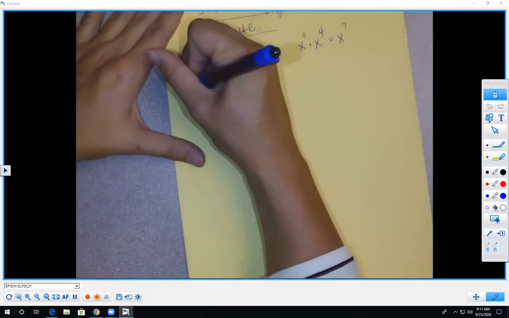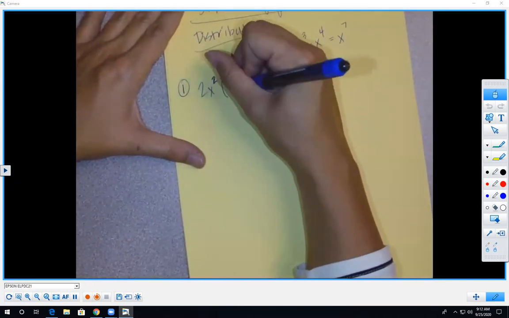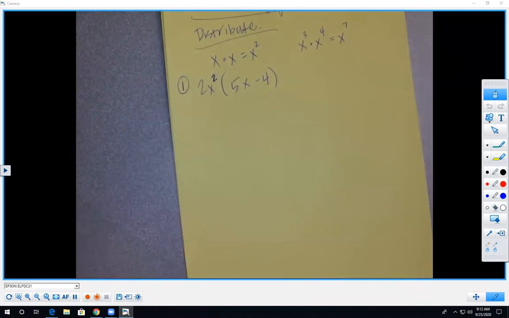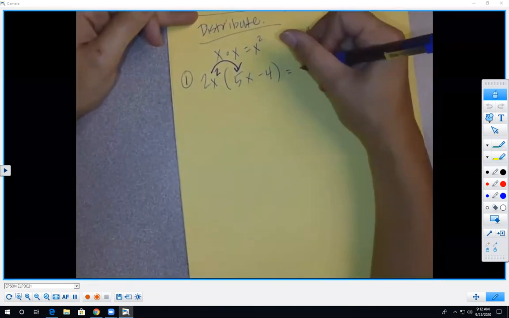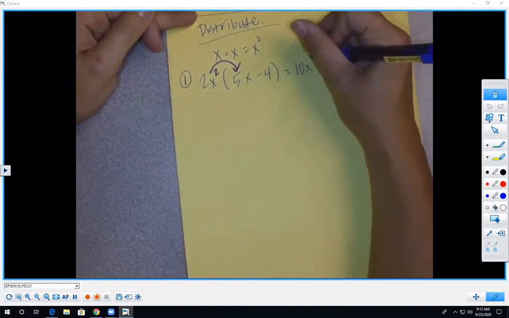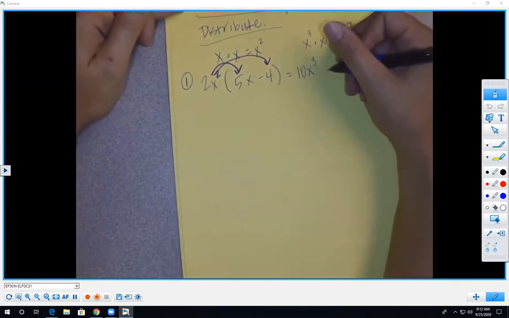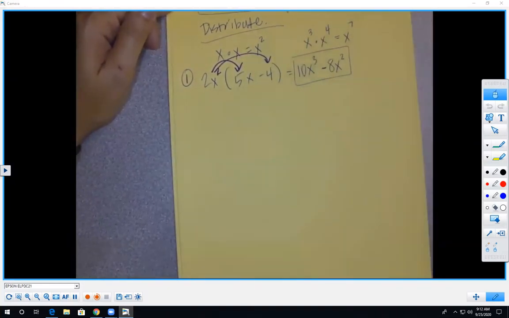Okay, so let's do a few problems. If I had 2x squared and I wanted to multiply that times 5x minus 4, you just need to distribute. So we're going to do 2x squared times 5x. What is 2x squared times 5x? 10x to the third power. And then 2x squared times negative 4 is going to be negative 8x squared. And that's your answer.